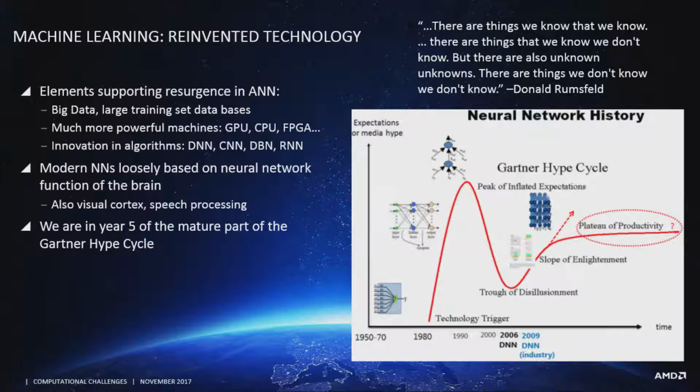And there's a quote by Donald Rumsfeld that I like a lot because it reminds me of the state of affairs that we're in. It says something like, there are things that we know. There are things that we know we don't know. And then there are also unknown unknowns, and these are things that we don't know that we don't know. So we are more or less in that state right now.